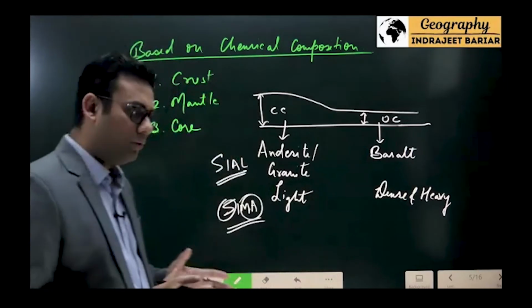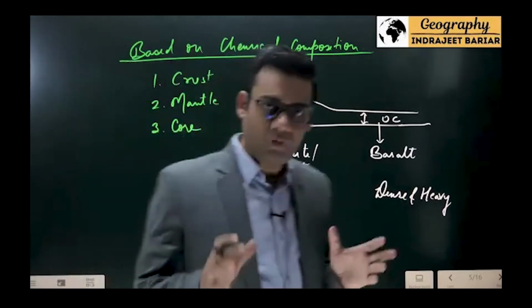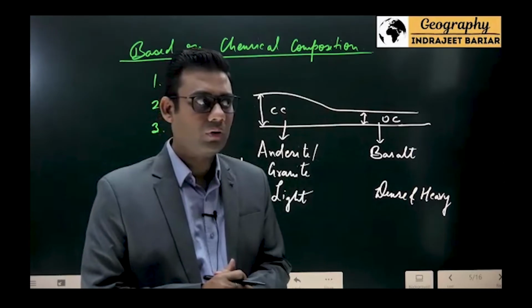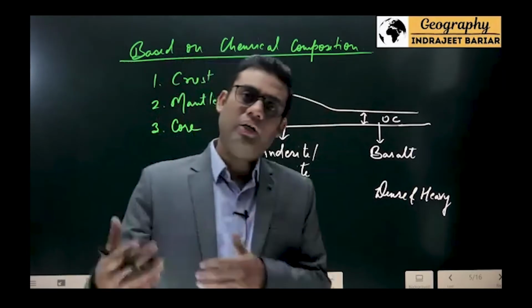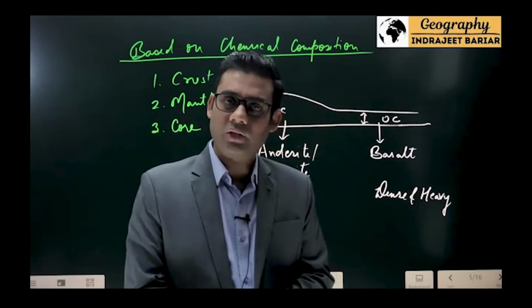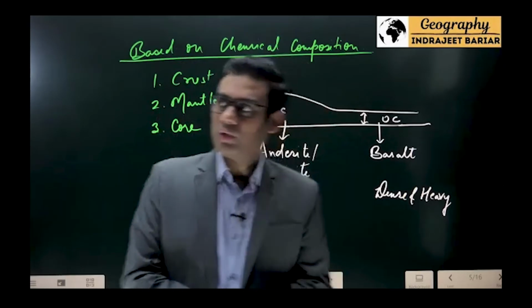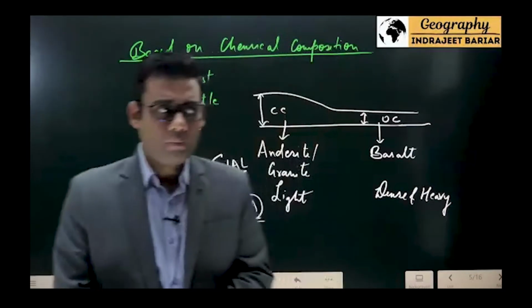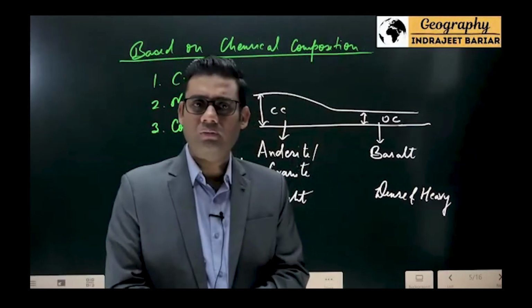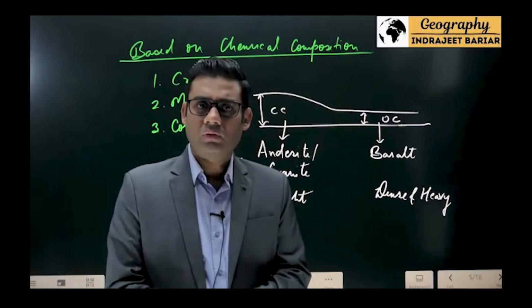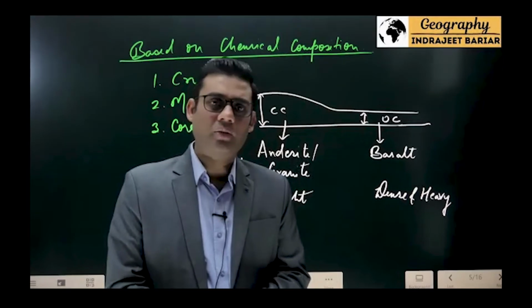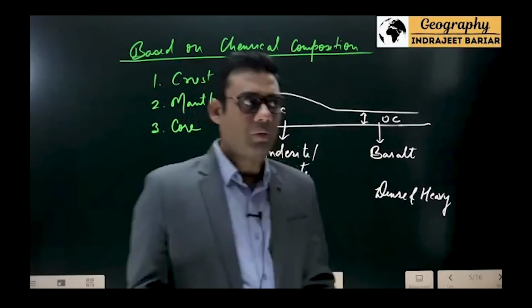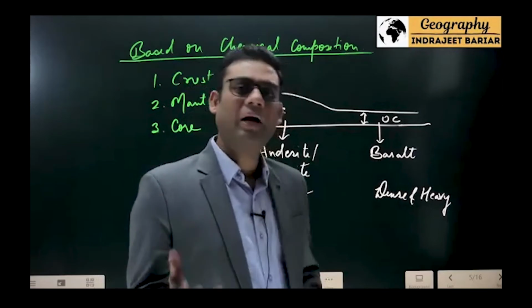Now, the mantle occupies maximum volume in the Earth's interior, a disproportionately higher volume. And most importantly, the mantle, including upper mantle and lower mantle, is where the majority of volcanic eruptions are sourced from. So the magma is mainly sourced from the mantle.